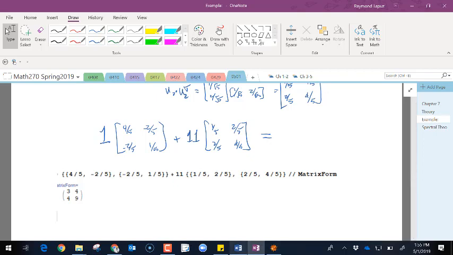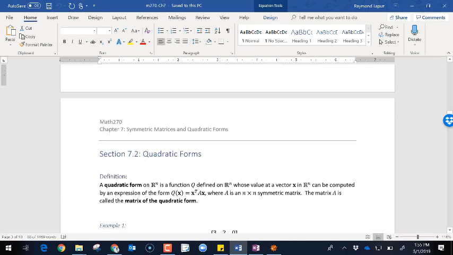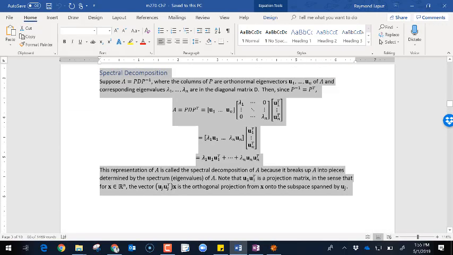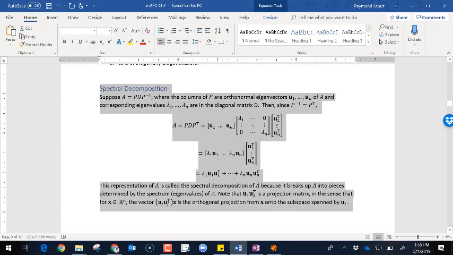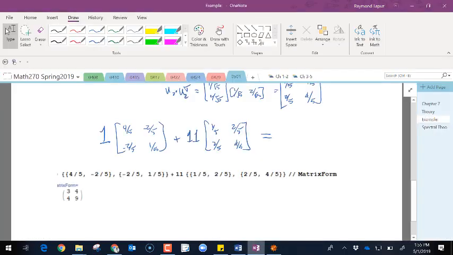Spectral theorem. Any questions? Yes. Well, at this point, we can say that this is used to help us essentially display the eigenvalues. It allows us to break this up into eigenvalues.